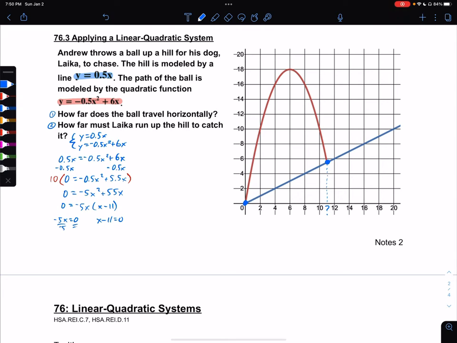So this one is obvious, but we'll write it anyway. x is equal to 0. That's where we talked about that first point. So this x equals 0. That's this point here at 0, 0. The second one would be, we would add 11.